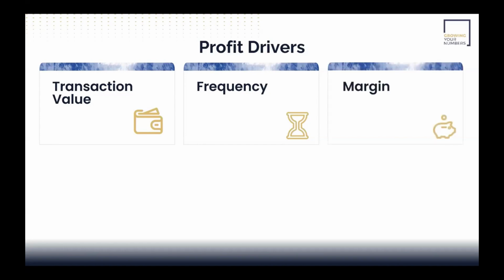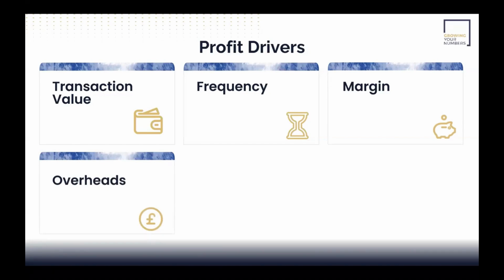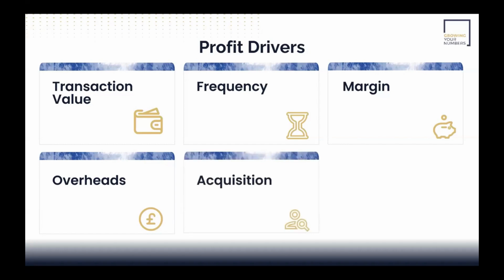The profit margin. So we've got the transaction value, the transaction frequency, the profit margin on each purchase. We've got the overheads. If we can actually generate this profit and we can reduce the cost of doing so, then that will increase the profit, the value, the cash flow again.